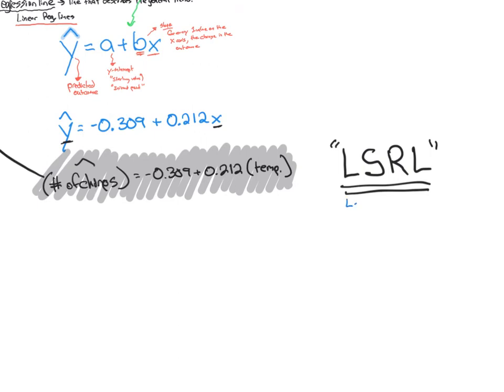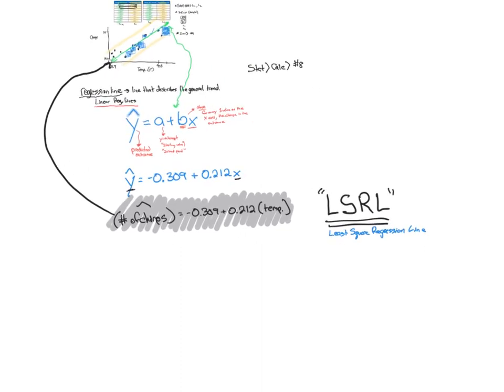And again, it is called the least squares regression line, better known as LSRL, right? So that is it right there. That is the line that goes through there.